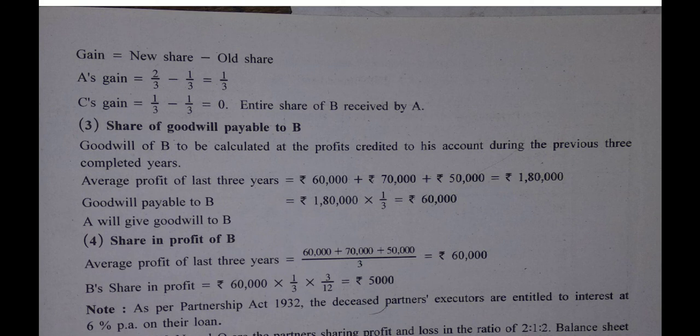So how much is the amount of goodwill payable to B? It is 60,000. And who will pay this? A will pay this. Why? Because A is the person who is gaining. C does not gain. So C will not appear in the picture of payment of goodwill anywhere. Alright. So A will be giving the amount of goodwill to B.